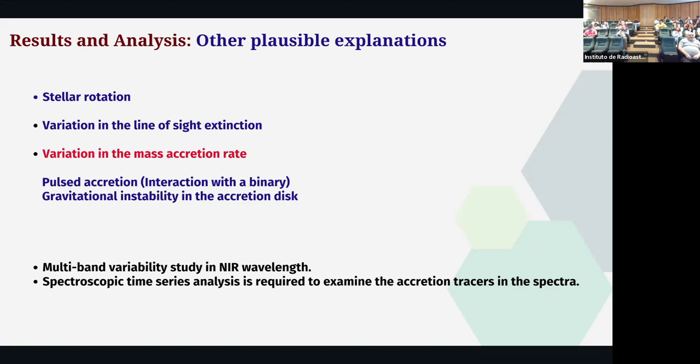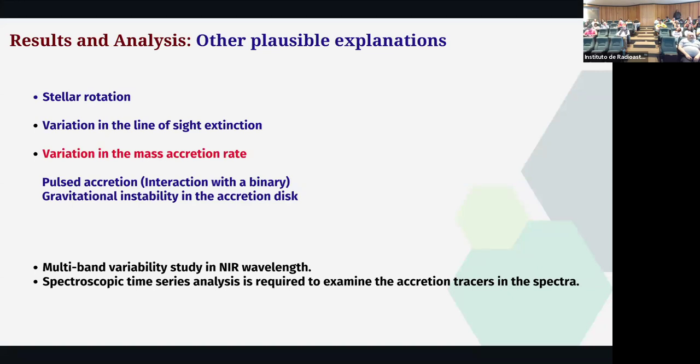And to check the feasibility of this explanation, we need to perform a spectroscopic time series analysis to examine the accretion signatures in the spectra, like the recombination lines, so we can get an idea about the variation in accretion rate. We also need to perform a variability study of this source in NIR wavelengths to further verify the period obtained in the optical study. So this is about the variability work which tests the accretion hypothesis in this source.